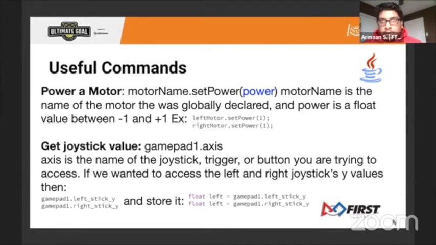Which is going to cause them to spin at full power because that's the range from -1 to 1 forward, at least relative to themselves. It's going to spin forward at full power.